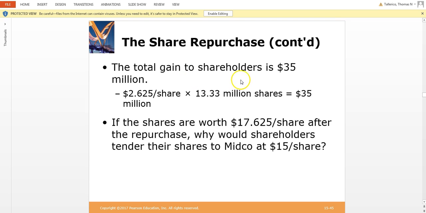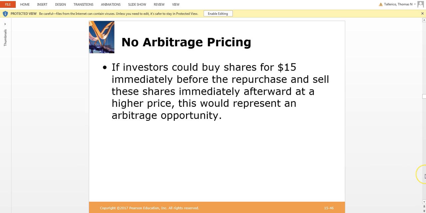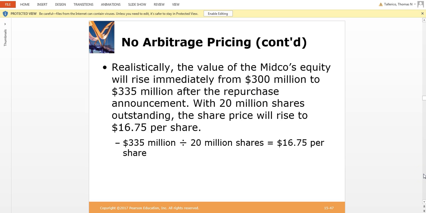So here's the total gain to shareholders. It's 35 million, which is 2.625 times 13.3 million shares. So if the shares are worth a little over $17 a share after the repurchase, your question is, why would the shareholders tender their shares to Midco at $15 a share? Basically, this has got to be priced correctly to prevent arbitrage. If they could simply buy the shares for $15 immediately before the repurchase and then sell them, there's an arbitrage opportunity. So that becomes a problem.